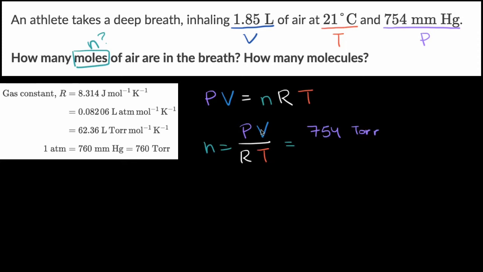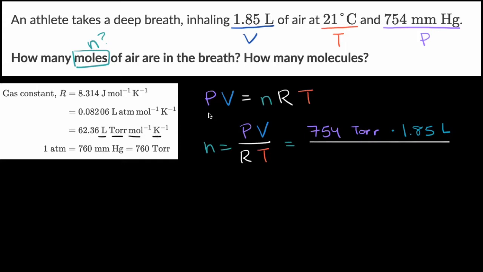And then we're going to multiply that times the volume. And here they give the volume in liters in several of these. We're probably going to be using this version of the ideal gas constant that has liters, torr, moles, and Kelvin. So let's multiply times the volume, 1.85 liters. And then that is going to be divided by the ideal gas constant. I'll use this version because it's using all of the units that I already have.